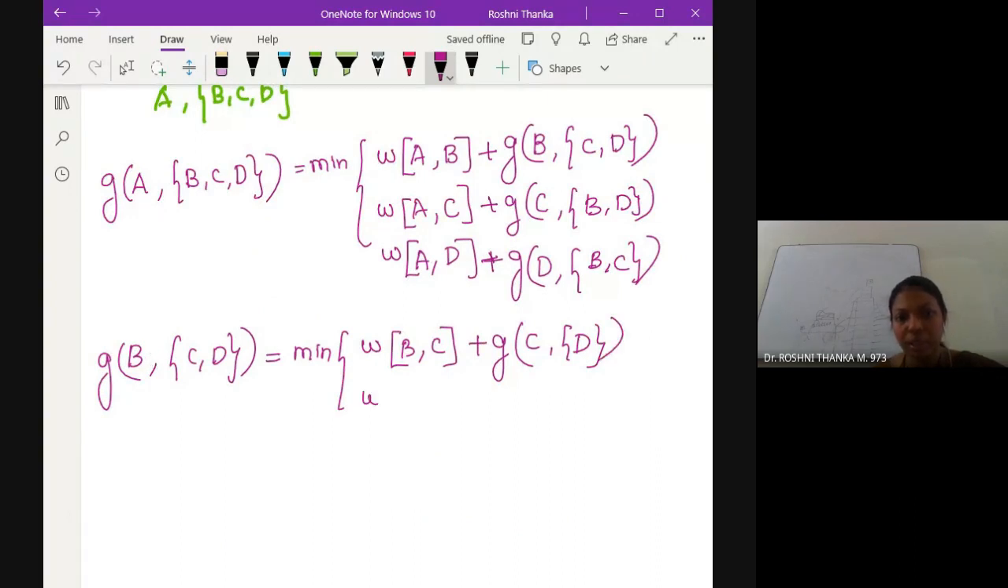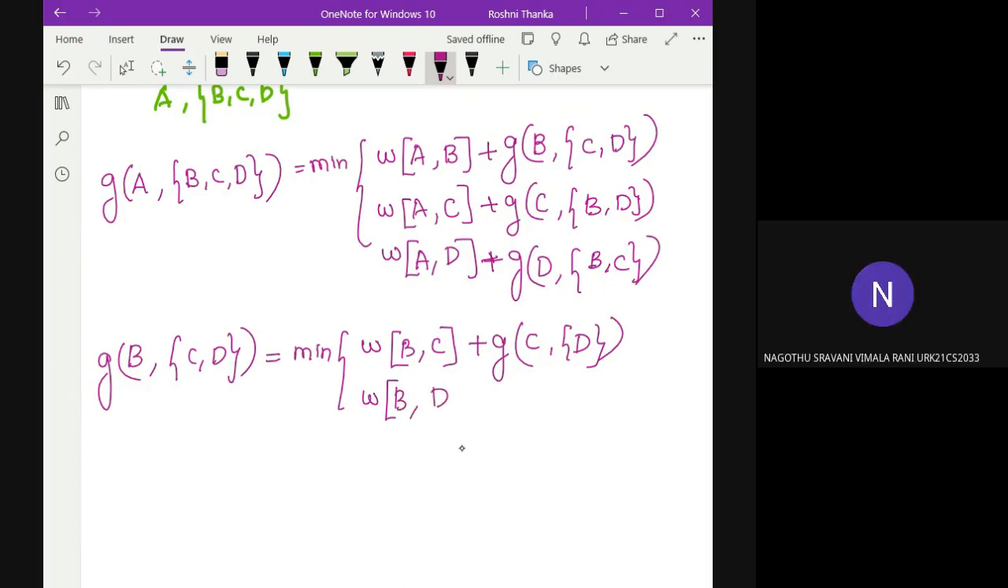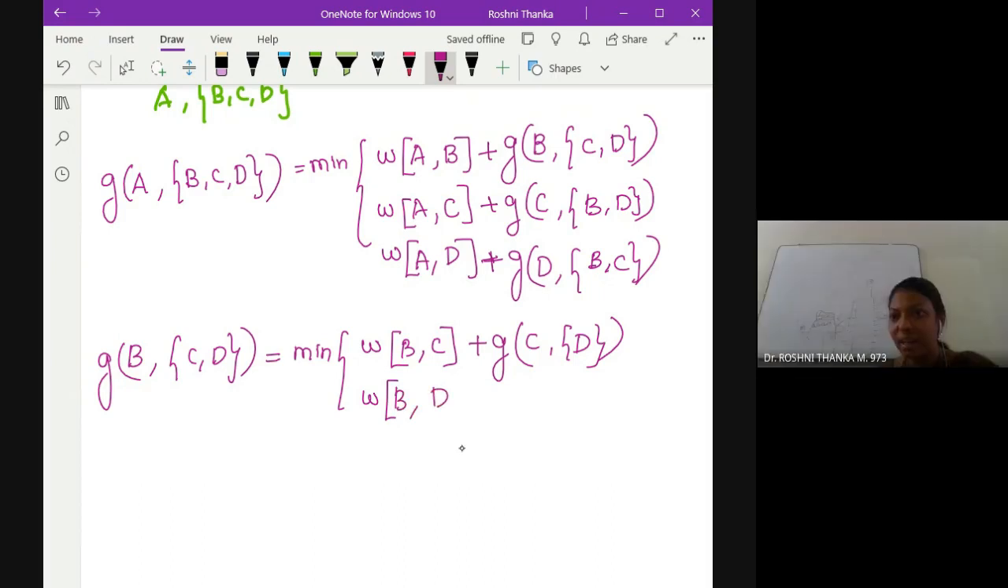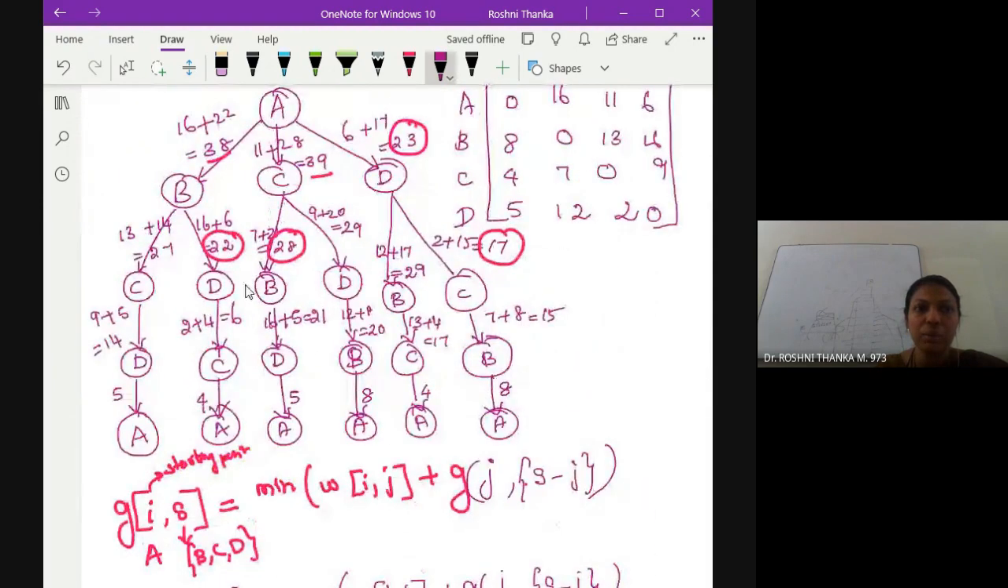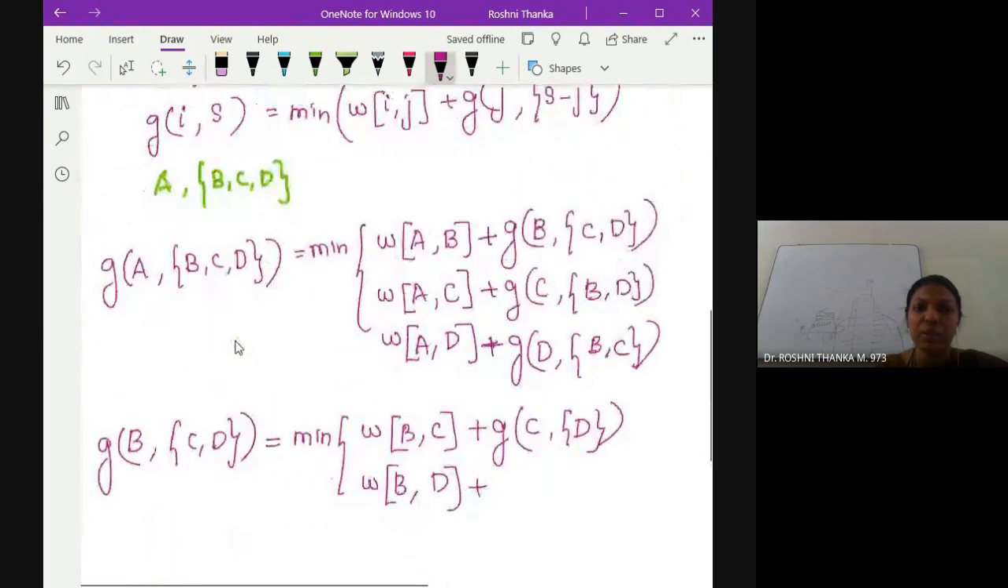What is the other option? This time we chose to go from B to C. What is the other option we have? Start from B and go to D. Very good. So we went from B to D, which means we took this path. From B we came this way. So for that also we have to find the value.